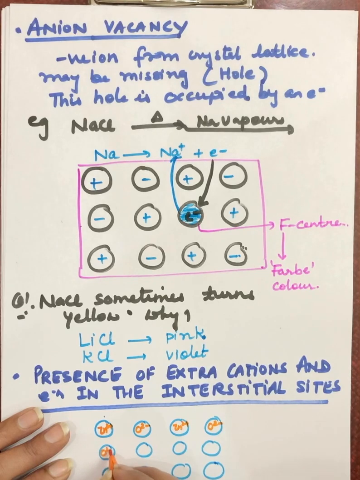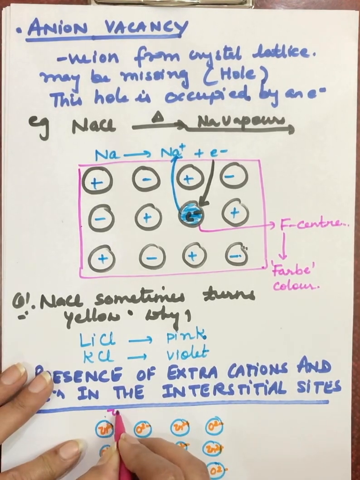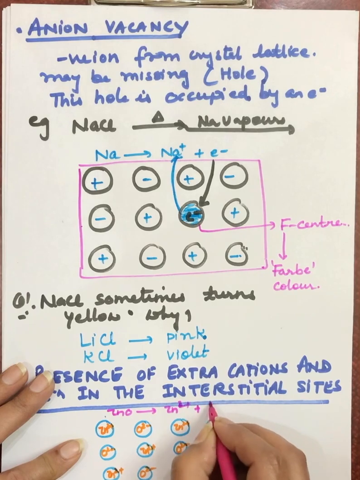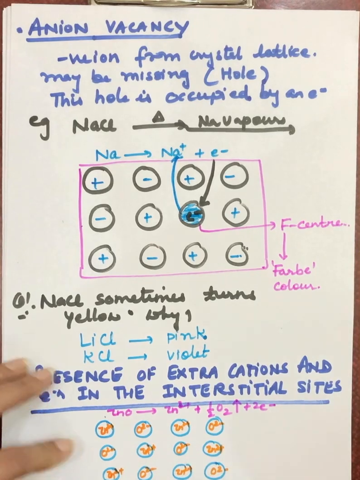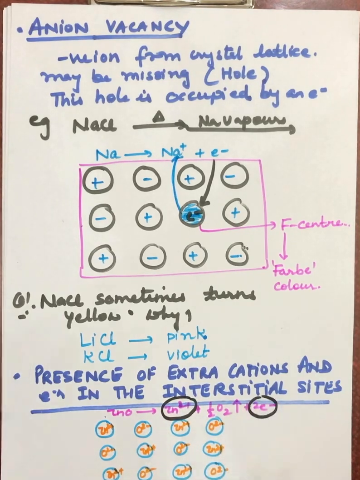Since we are taking the zinc oxide example here, this is a white colored salt. But due to this kind of defect, it shows a little yellow color. So here you can get this question: why is zinc oxide sometimes yellow in color? This defect will explain that. On the surface of this zinc oxide, on heating, zinc oxide changes to zinc ions, plus oxygen is formed which will evolve out, and electrons are there.